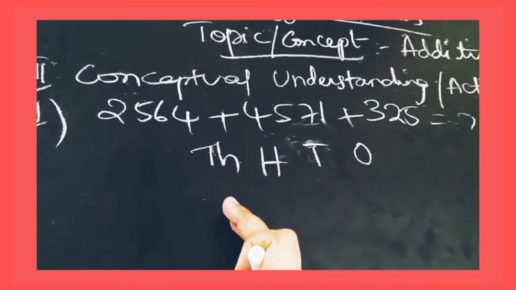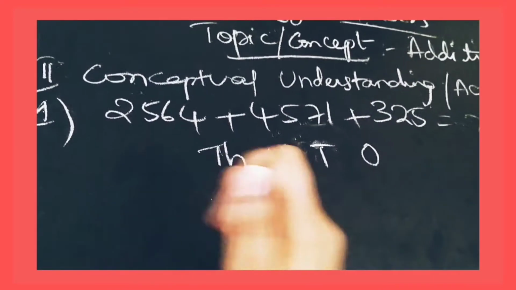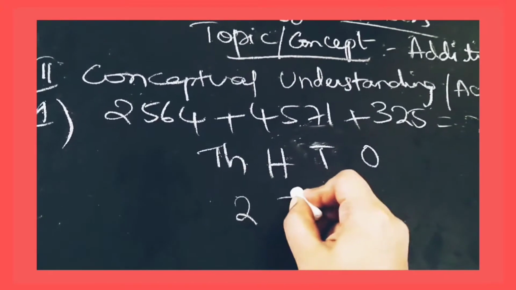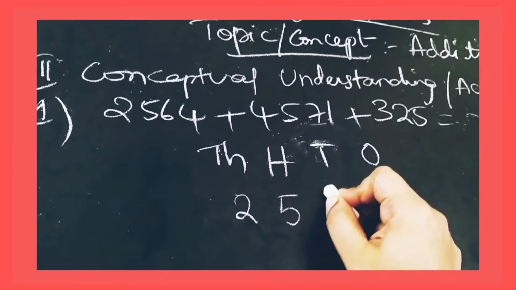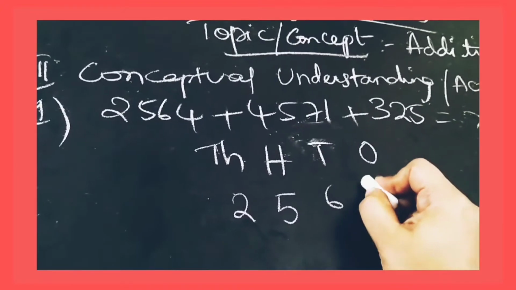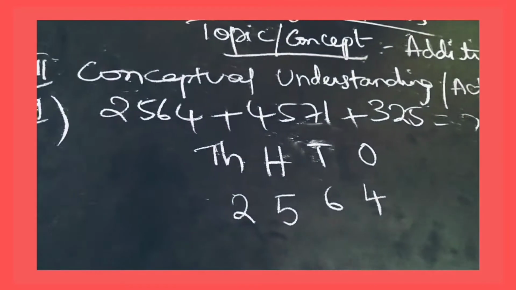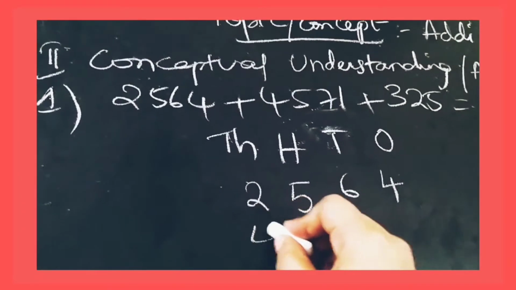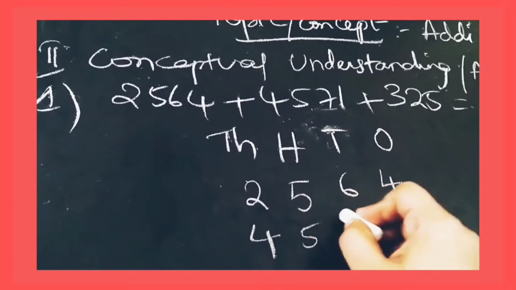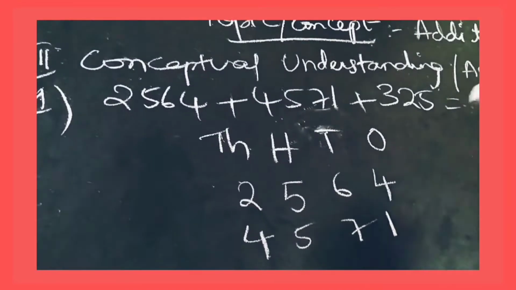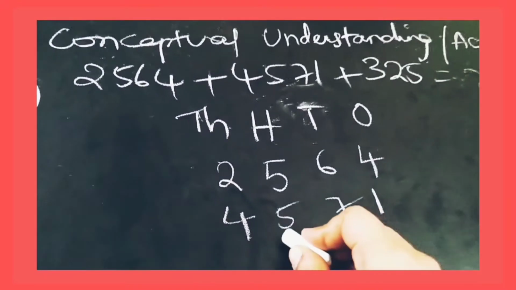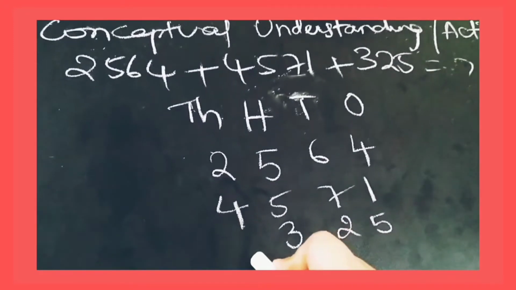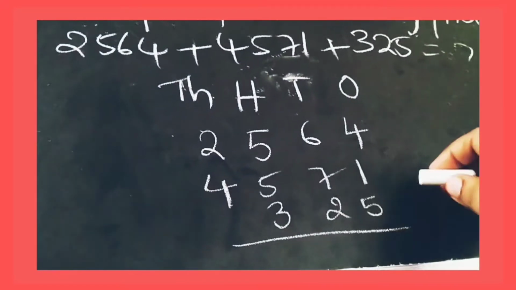So what is the first number here? 2564. Then next one is 4571. Then next one is 325. So we have to add these numbers.